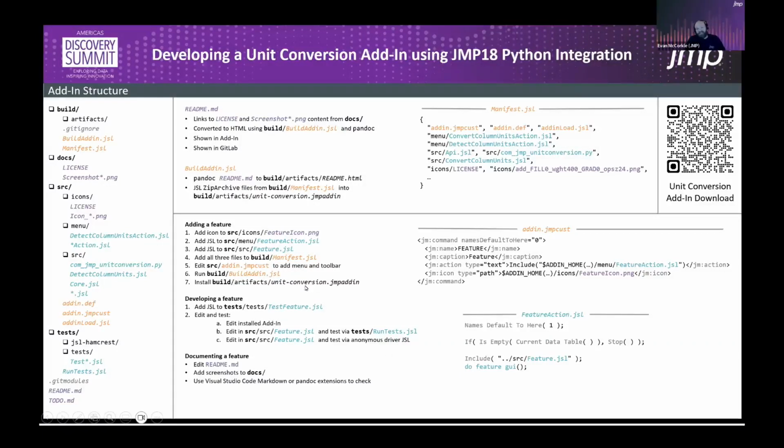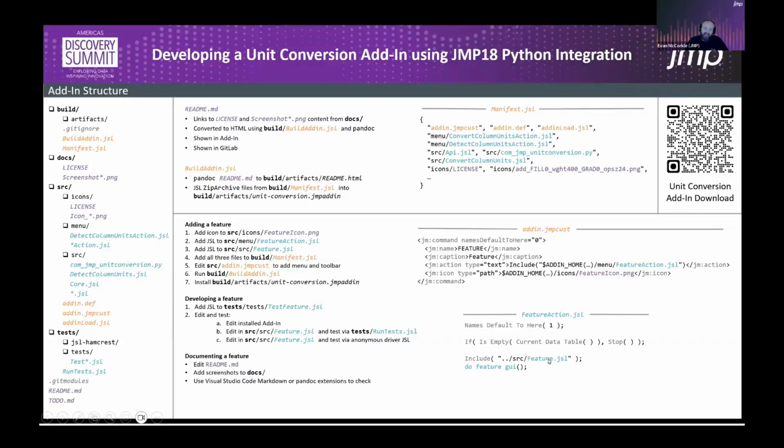So anytime I wanted to add a new feature, I would put an icon in source icons. I'd put a short little stub code in source menu, and then the bulk of the code would go in source. Take all three of those files, add them to the manifest, edit the JMP add-in cust file to refer to that little stub in source menu, and then I could build the add-in and start developing on that feature, and then add tests to the suite in the test files.